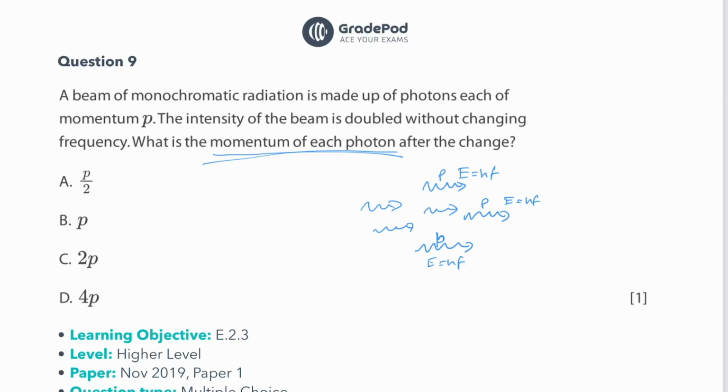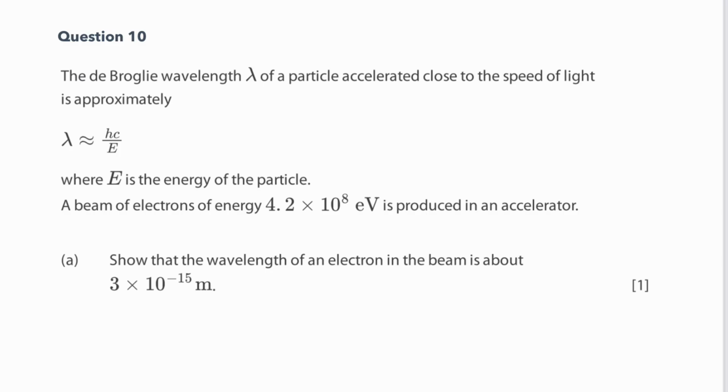Well, each photon hasn't changed at all. The photon is exactly the same. It's still got momentum p. It's still got the same frequency. It's still got the same energy. So the momentum of the photon is the same. The answer is B. Question 10.